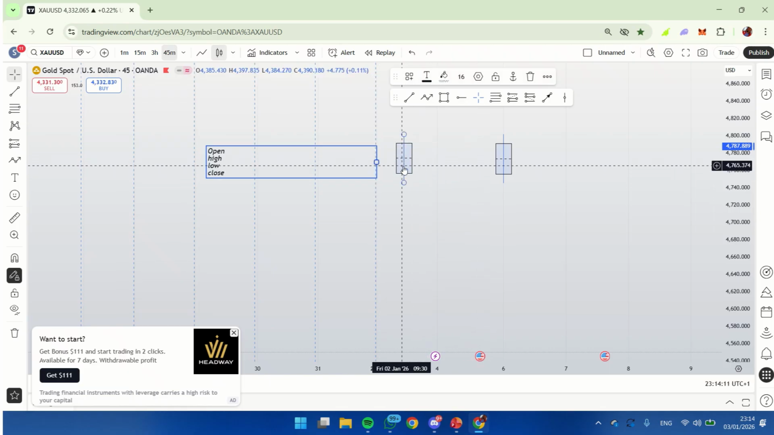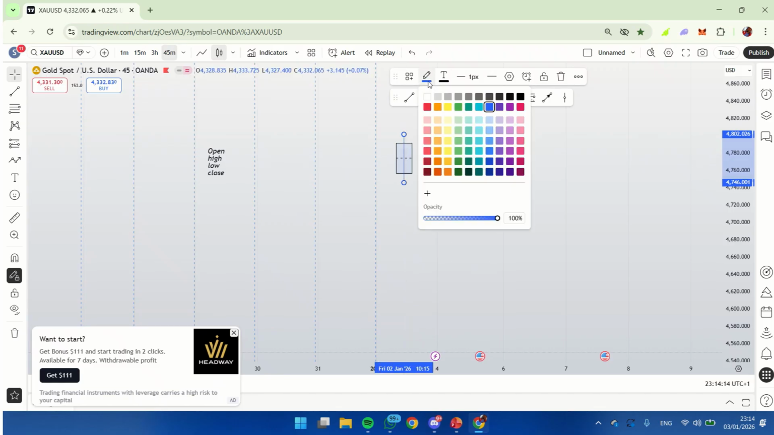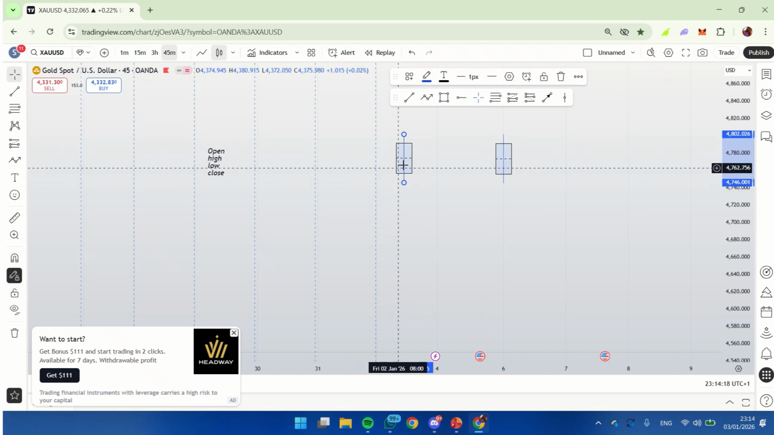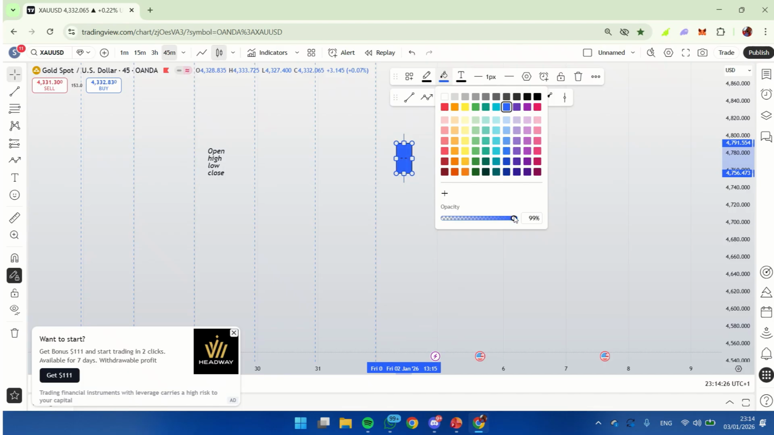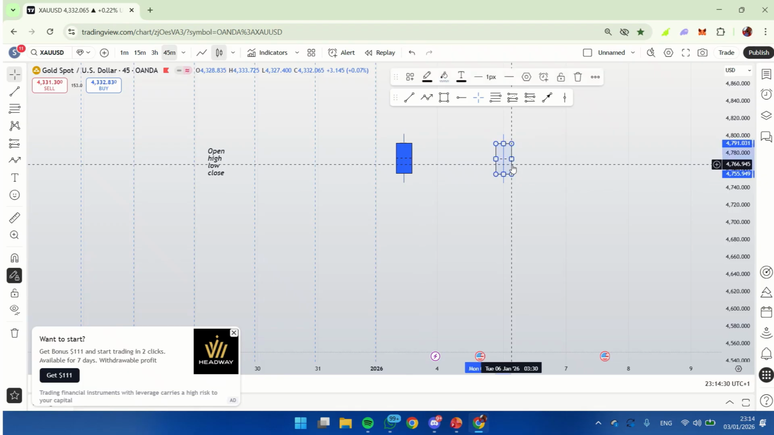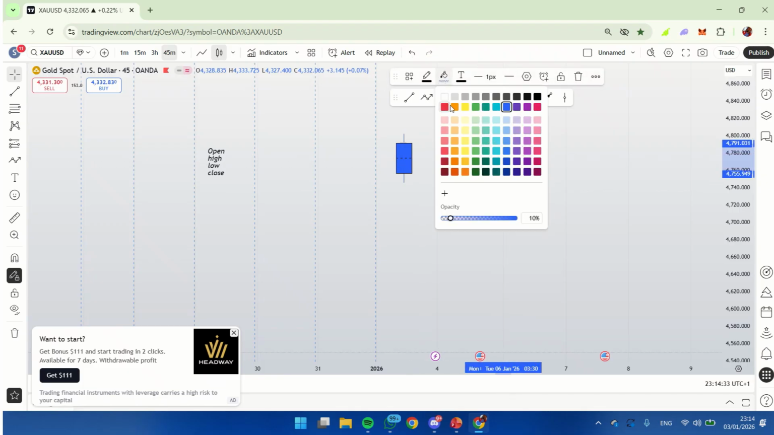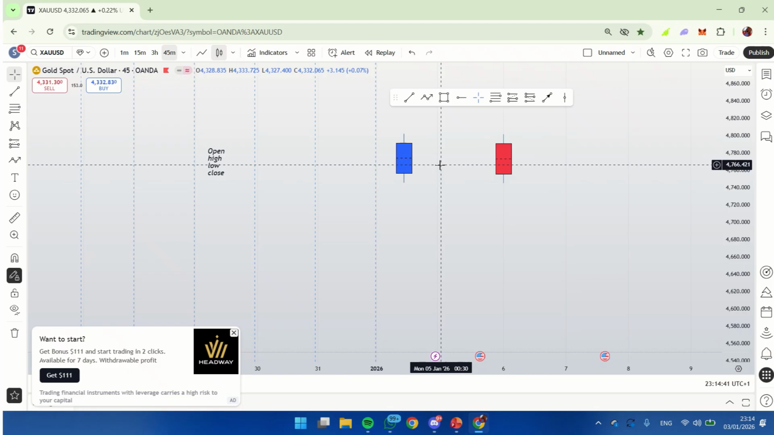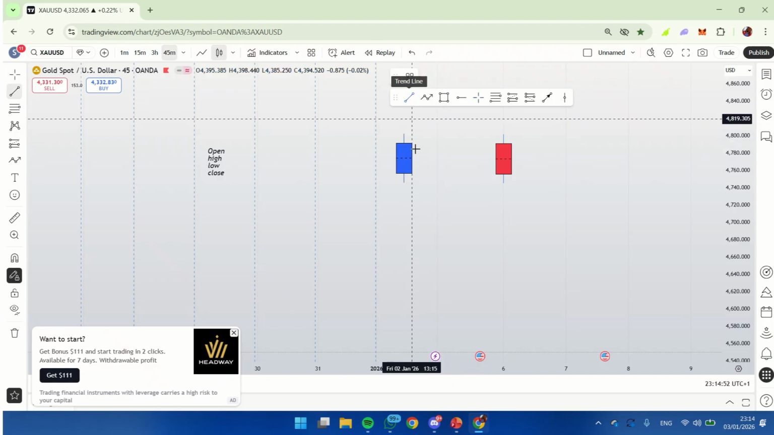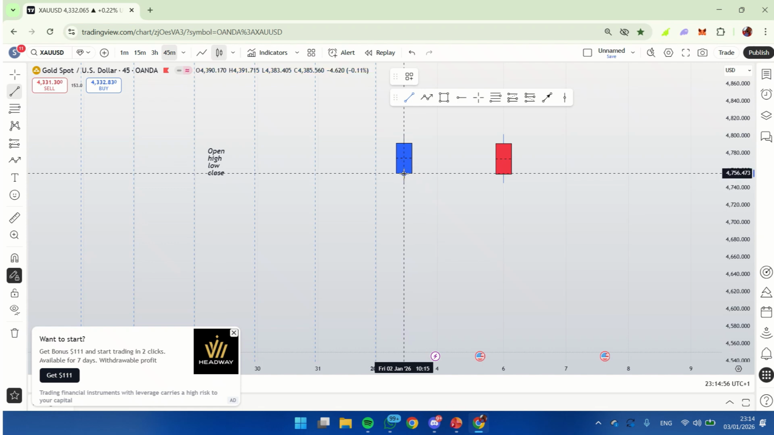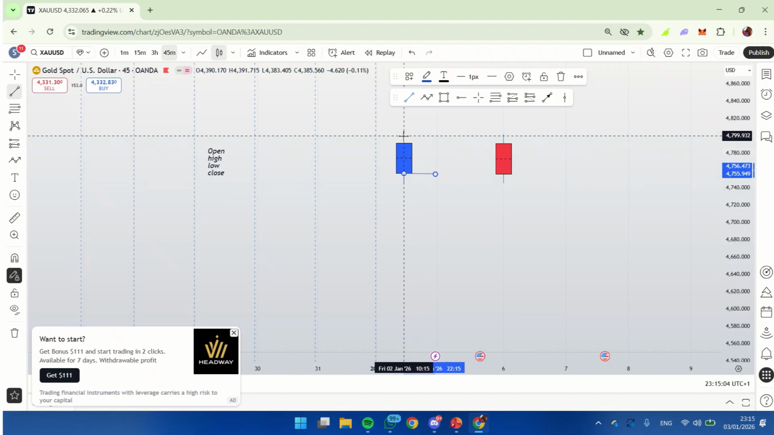So in this case, let me change my box to thick blue. Let's assume this is the bullish candle and this red is a bearish candle. This is what I'm talking about, right? So assume the red is the bearish and the blue is the bullish candle. In the bullish candle, the open starts from beneath, that's below. This is where the open starts. Then it goes down, goes up, and it closes.